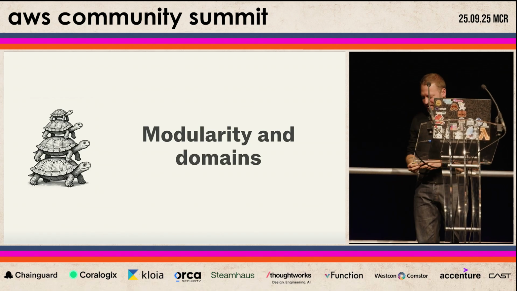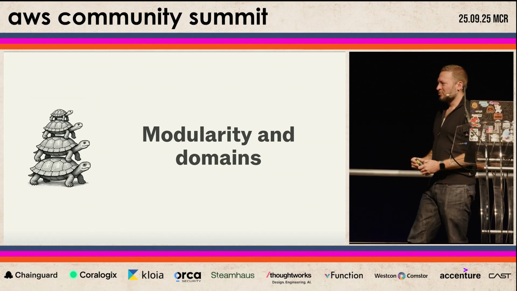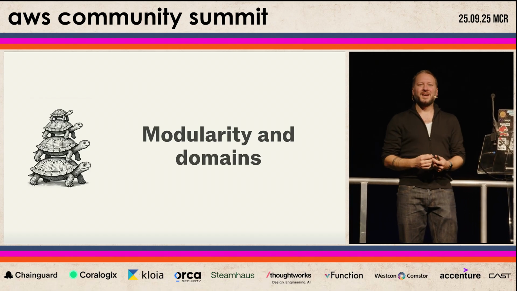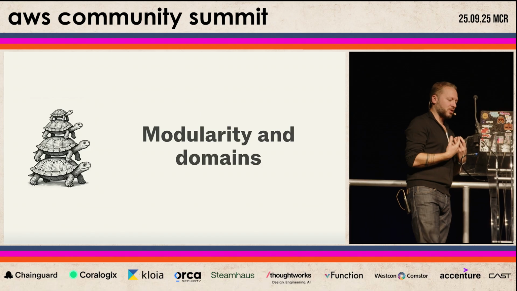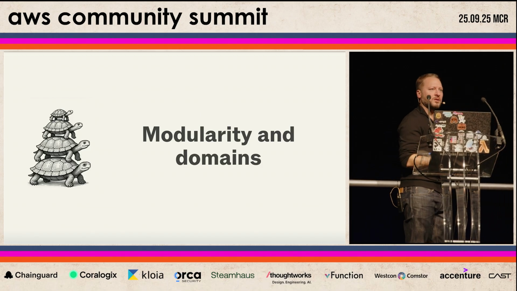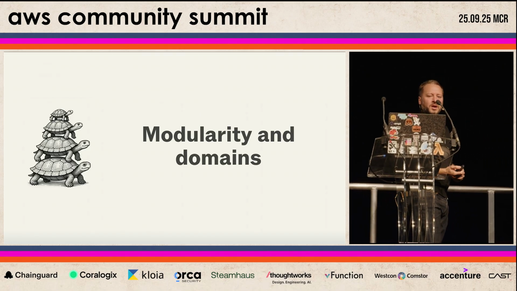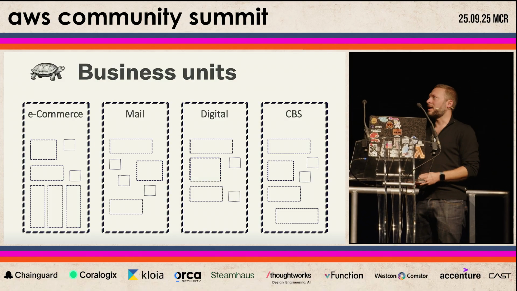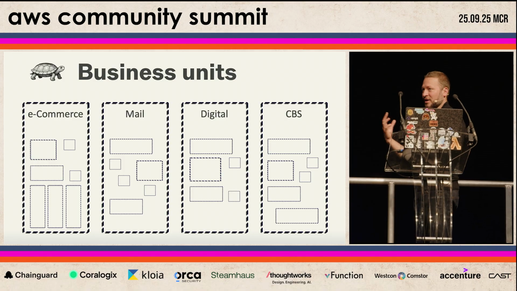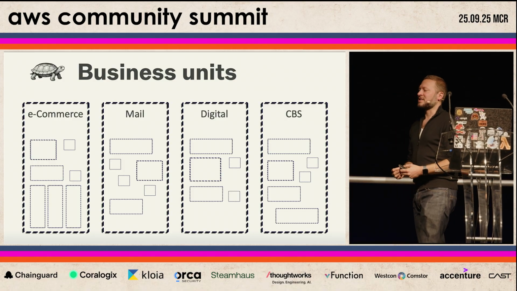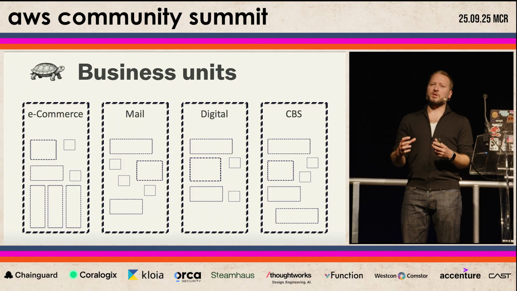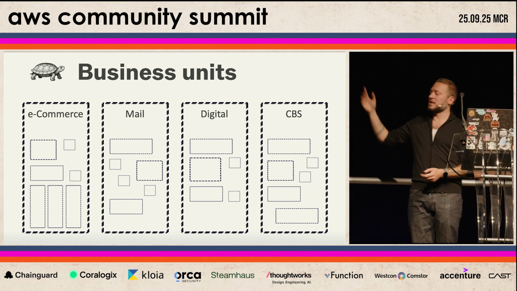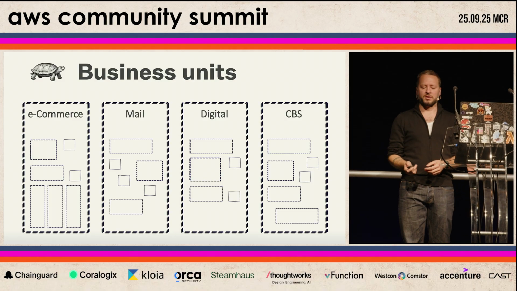Now, in the last section of this talk, I want to move it a little bit out of the conceptual and into the practical, and share how we applied this concept of modularity at PostNL, where I work. At PostNL, we have about 30,000 employees, so it's definitely a big organization. Definitely too big to manage as a single entity. So what we did is we split it up into business units. Of course, very common practice. We have e-commerce, mail, digital, cross-border solutions, and some others.